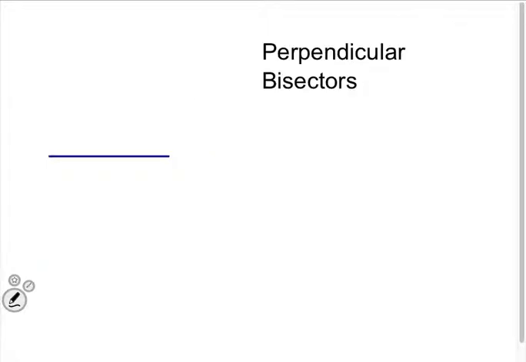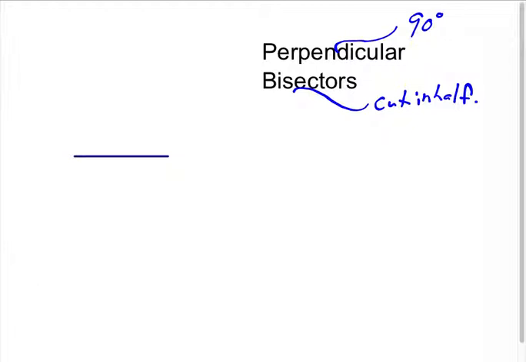Now to look at perpendicularly bisecting, in this case, a line. Quite simply what it means: the word perpendicular means it's at 90 degrees, and to bisect means cut in half. The method we're going to use is this compass here.